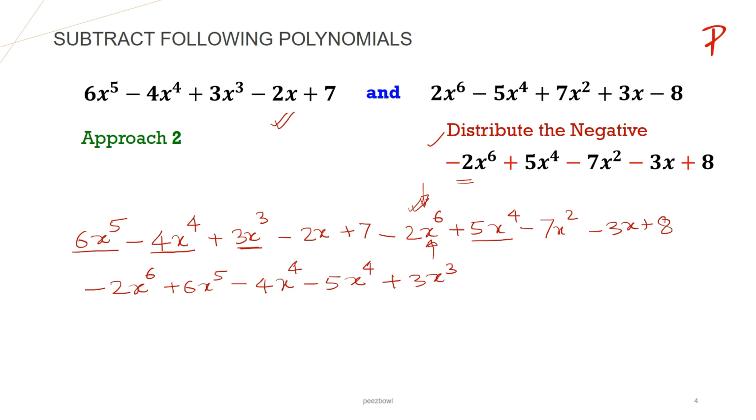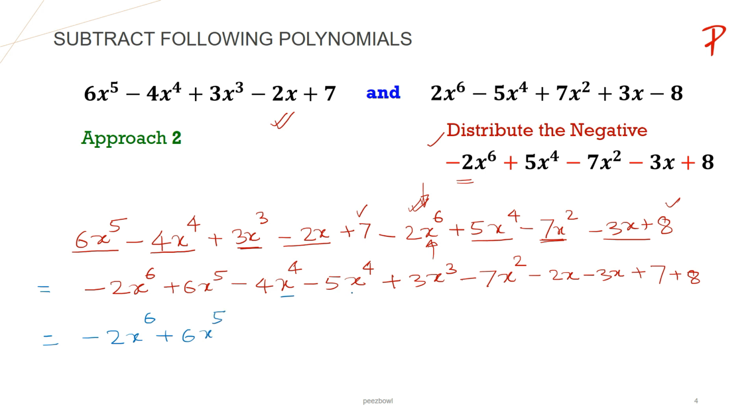After that we'll move to degree of 2. Here minus 7x square has a degree of 2. Then we have minus 2x here and minus 3x here. I'm going to write both these terms together, minus 2x minus 3x, and after that we have only constants, plus 7 and plus 8. Okay. Now we have to simplify it further. This is equal to minus 2x to the power 6 plus 6x to the power 5, and you see here for x to the power 4 we have two terms, I'm sorry, here we have minus 4x to the power 4 plus 5x to the power 4.